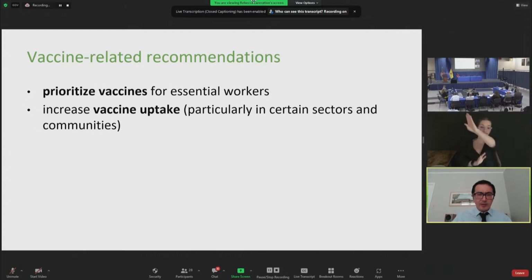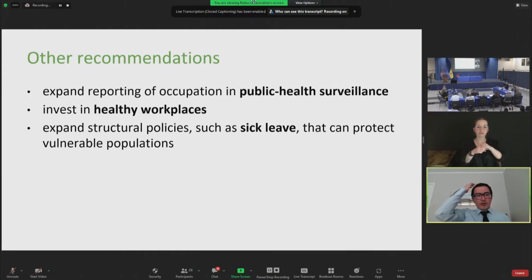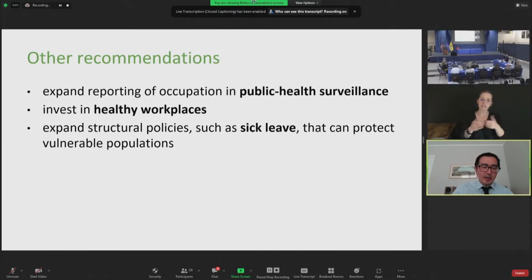I'll talk now about some of our recommendations. So I mentioned our first paper coming out during that time of discussion about vaccine prioritization, and certainly we support it and recommend prioritization for essential workers. Vaccine uptake, as you all know, remains an issue in certain sectors. I mentioned the emergency sector, for example, and certainly in certain communities, as you know. Next slide.